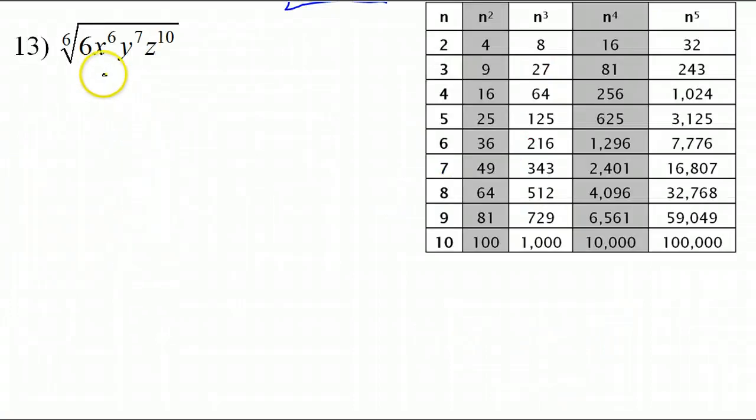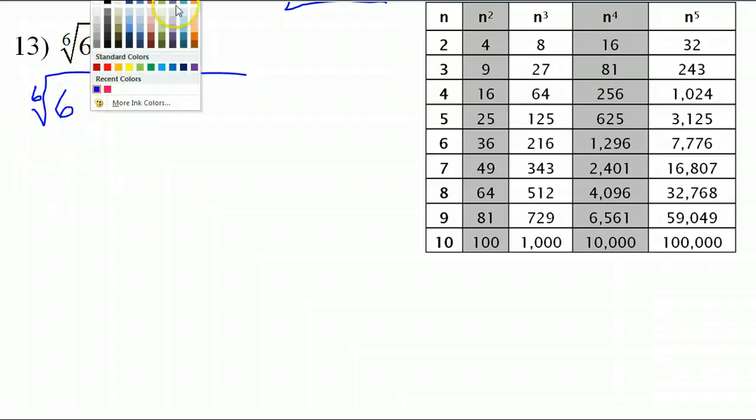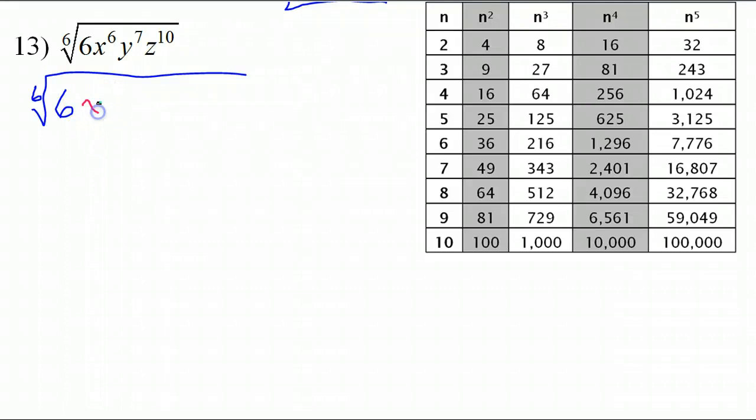Alright, what's up with number 13? What's up with number 13? I got the sixth root and stuff. Yeah, about that. The 6. Nothing I can do with that. It's too small. So that's just going to stay 6. Now x to the 6th power, loving that, because 6 is divisible by 6. 7 is not divisible by 6. So I'm going to have to split this up as y to the 6th power with 1 extra y left over. Together they make 7.